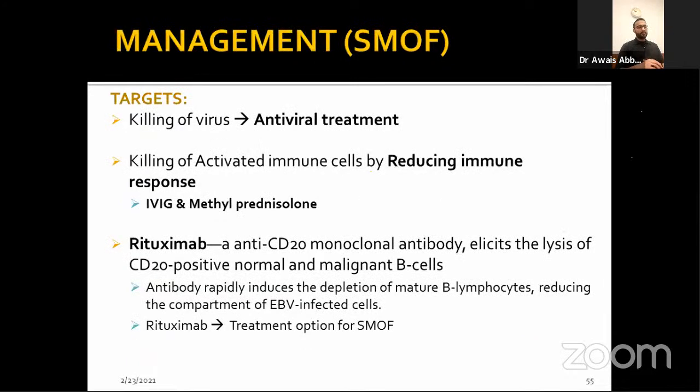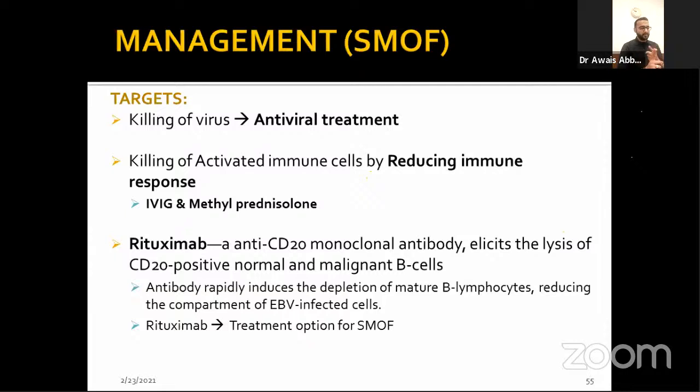The management of ASMOF: the targets that we have to set are, first, to target killing of the virus through antiviral treatment. Second, we have to target the killing of the activated immune cells or the infected cells by reducing the immune response, or immune suppression. The modalities that have been used and discussed in the data are IVIG and methylprednisolone. One important management aspect is the deployment of rituximab.